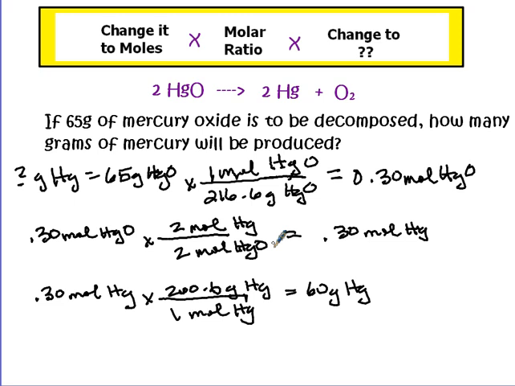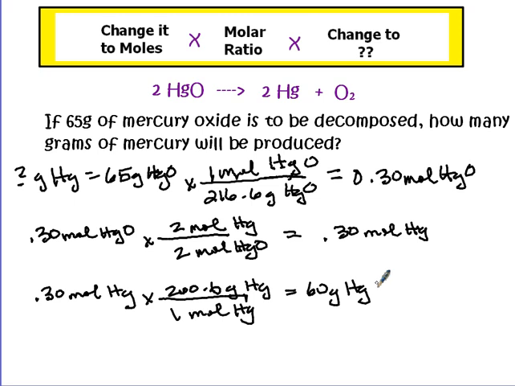Don't skip things. When you see a 1-to-1 ratio or something like that, don't do that. Write out these substances so that you can get things in their right places and don't get lost in the process. So then finally, I took my 0.3 moles of mercury, I multiplied it by the molar mass of mercury, and I found out that it was 60 grams of mercury.